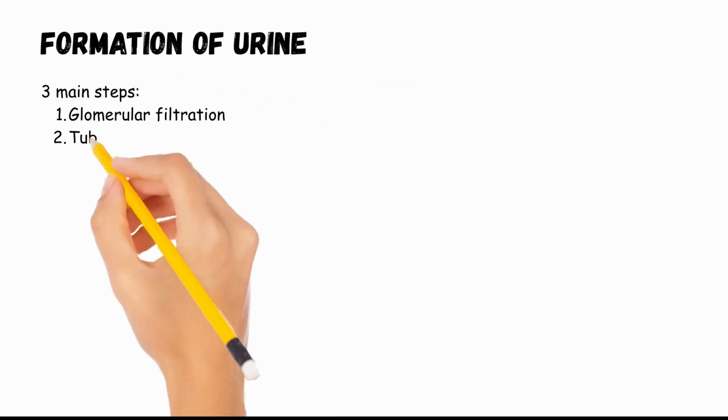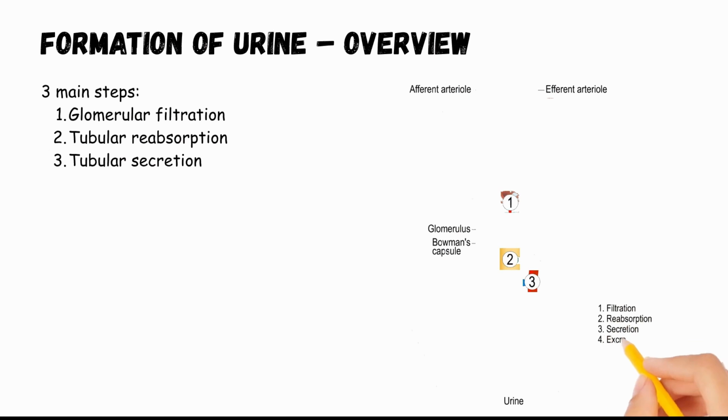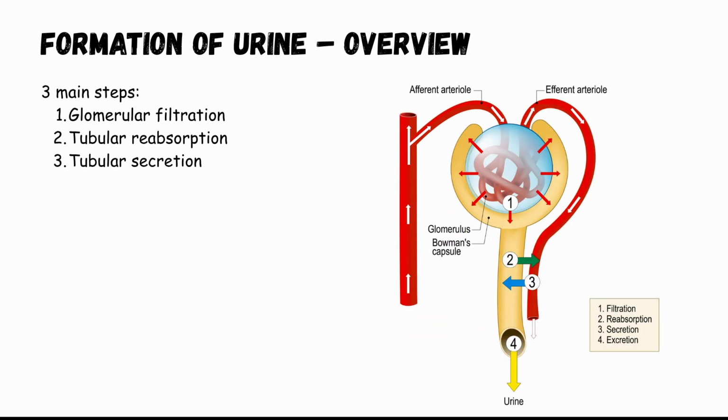Urine formation occurs in three major steps: glomerular filtration, tubular reabsorption, tubular secretion. Each step ensures that useful substances are retained while waste products are eliminated.